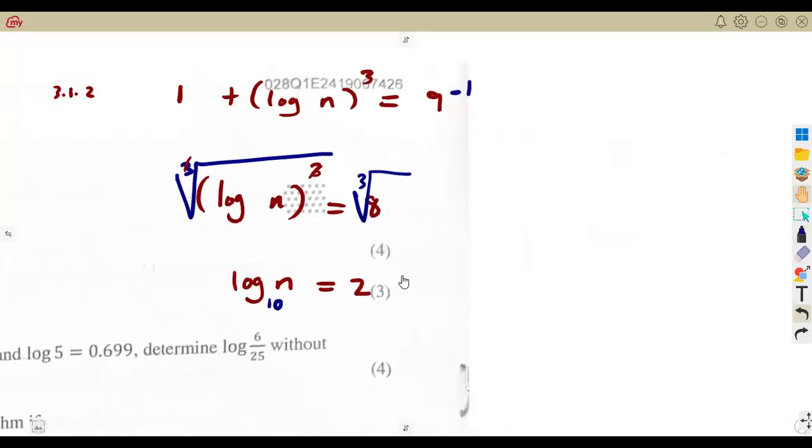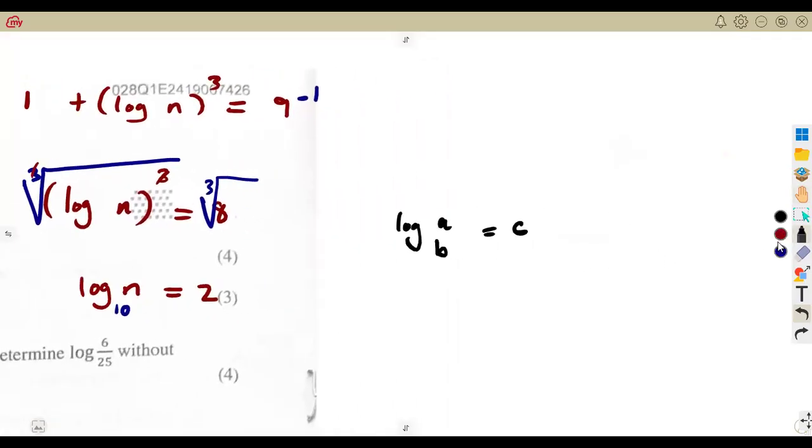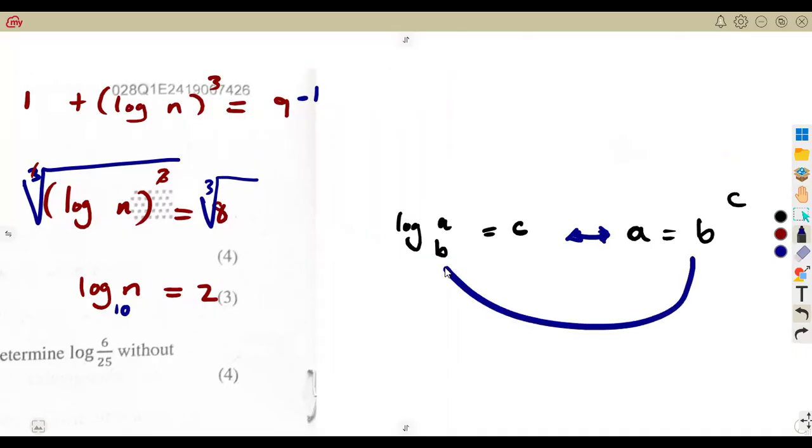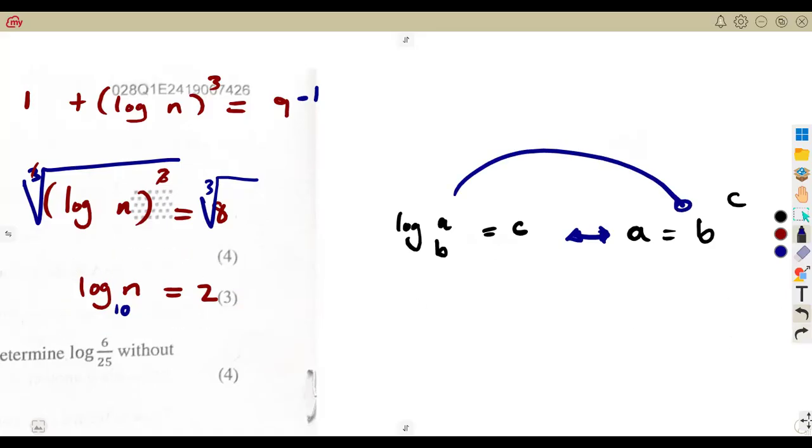Remember, guys, the ABC method, I've talked about this. Log A in the base of B is equal to C can be written in exponential form. This is the ABC method: A is equal to B to the exponent of C. So this is the ABC concept. Log A base B is equal to C works in two ways. As we are moving from a log, we must convert to this one.